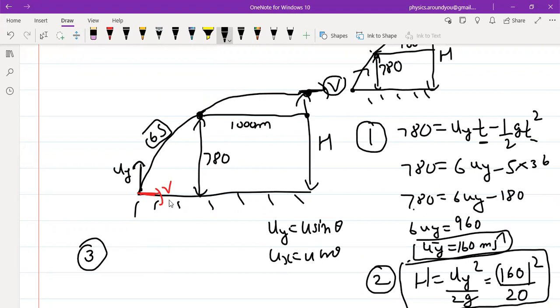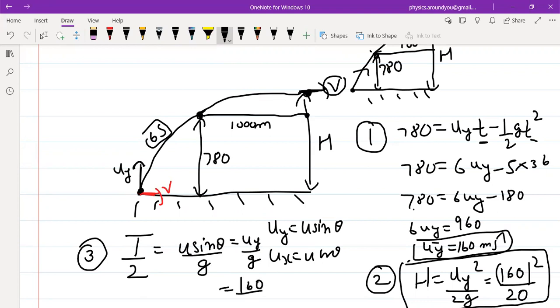Let me find the time taken by the food package in reverse to go from this point to this point. That is nothing but half of the total time period, which is u sine theta by g. U sine theta is nothing but uy, so uy by g. The uy for us is 160, g is 10, so 16 seconds. It takes 16 seconds for the food package in reverse to reach the aircraft.